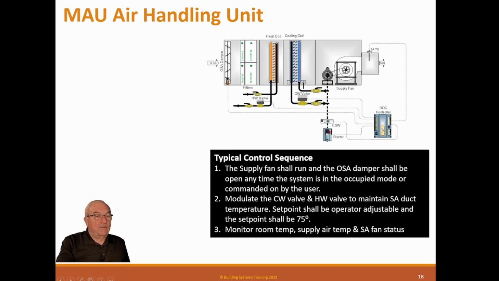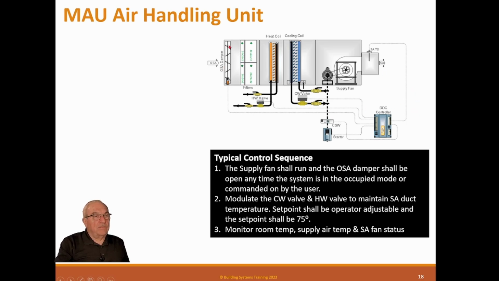It has a fan, start, stop. Normally these are constant volume. There's a cooling coil and a heating coil, so it's got valves. It's got a supply air temperature sensor. So the supply fan shall run and the outside air damper shall be open anytime the system is in the occupied mode or commanded on by a user. So if this was a kitchen hood, the cooks or chef will turn on the fan.